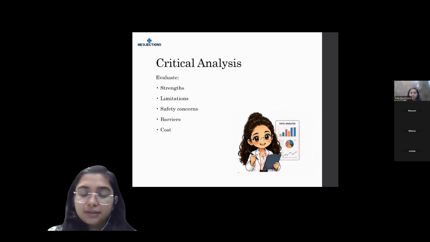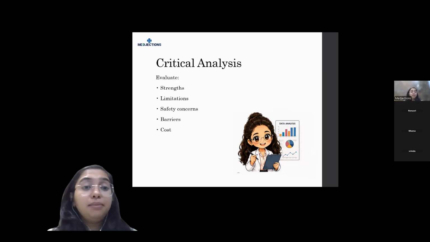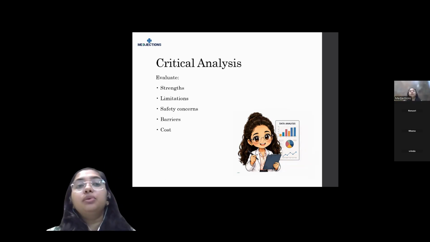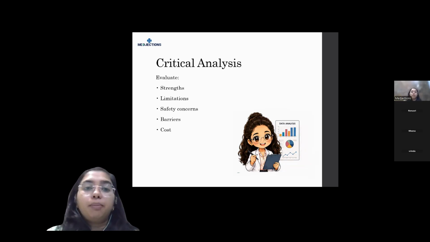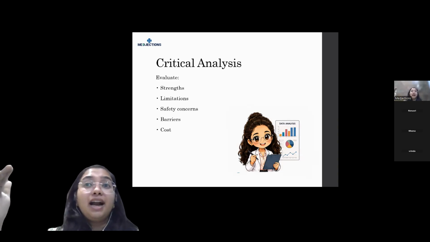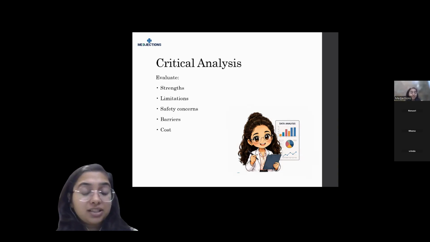The critical analysis: strengths, limitations, safety concerns, barriers, and the cost. Again, you can use the same thing in Notebook LM, and you will get all the information from there. You can add four to five papers, or whatever number of papers you have for any of your topics, and then put all your questions there, and you will get all the answers. So I can read four to five papers with all my genuine questions and get all the information. In five minutes, I can conclude three to five papers, right?